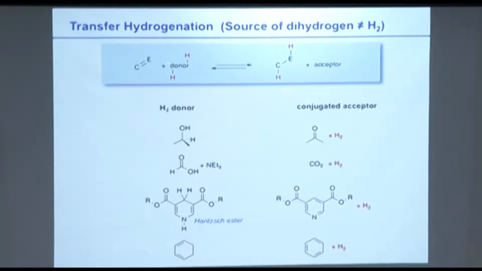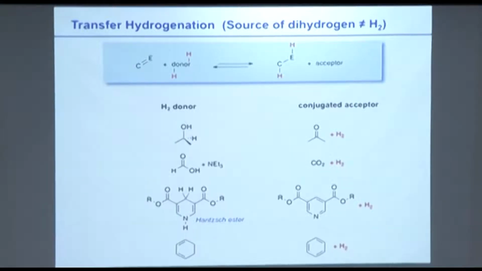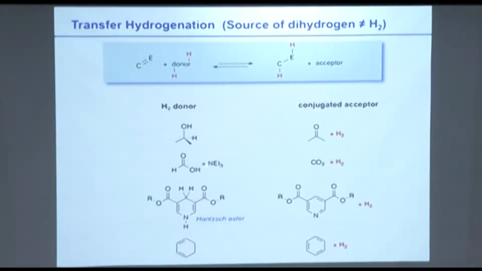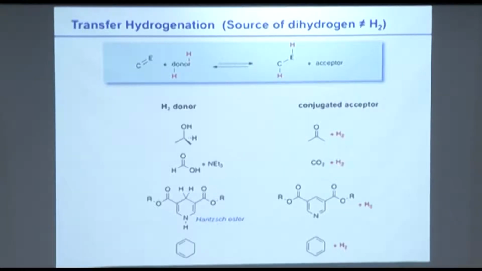So we basically have a donor system that is now not a gas, but a liquid or a solid phase that can produce the dihydrogen as we need it. And the different sources, the one that we will focus on particularly is the isopropanol, which upon dehydrogenation gives acetone. Another one would be formic acid, which often but not always comes in an azeotropic mixture with triethylamine. And this upon dehydrogenation forms CO2. So this is very nice, because there's a great driving force already by the formation of CO2.